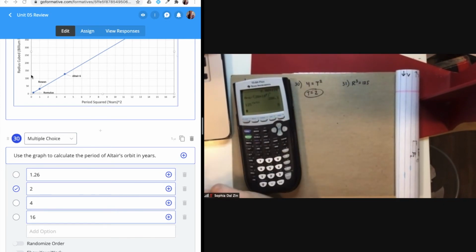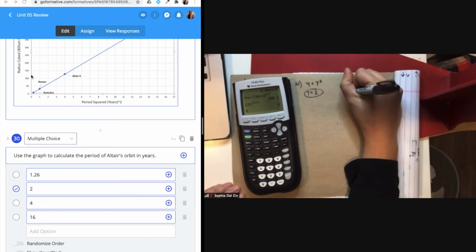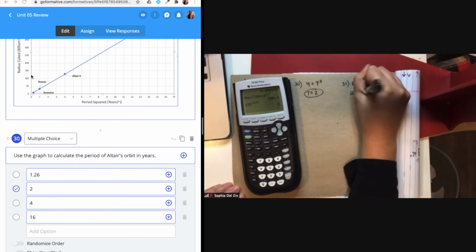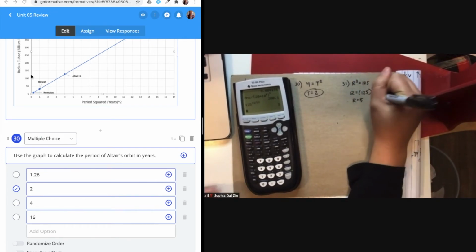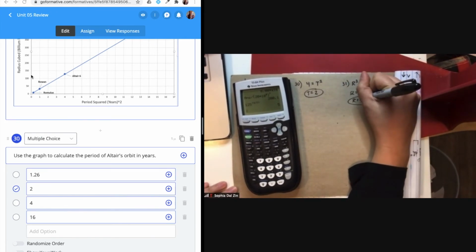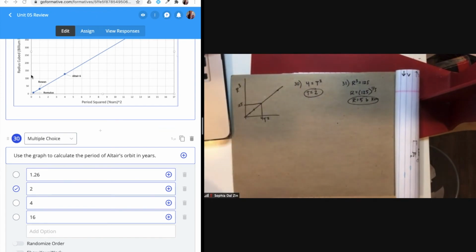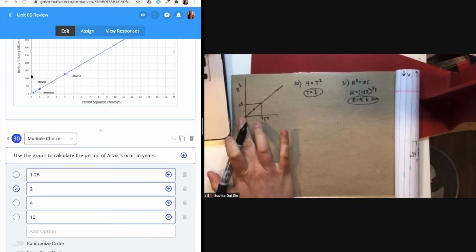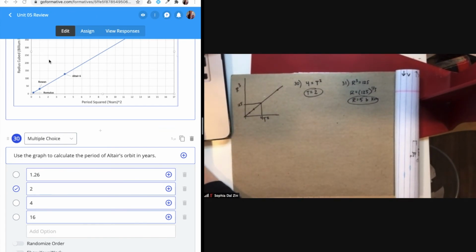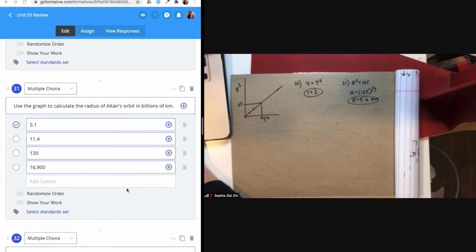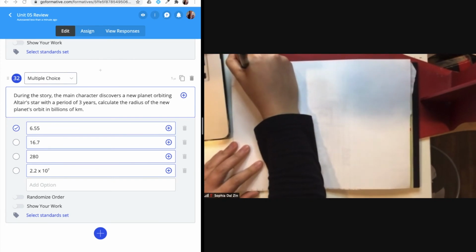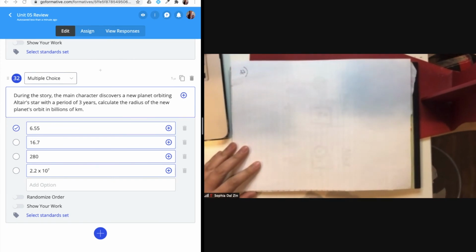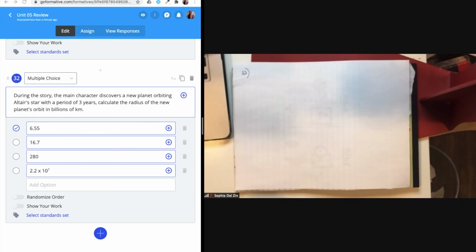It's 5 because when I do the cube root of 125, the radius is going to be 5, and the units are billions of kilometers. Since it's billions of kilometers on this axis, I don't need to convert any further from there. It's already in the correct unit. The last one. I'm going to show you a few different methods for 32. First, let's do the graphical method.